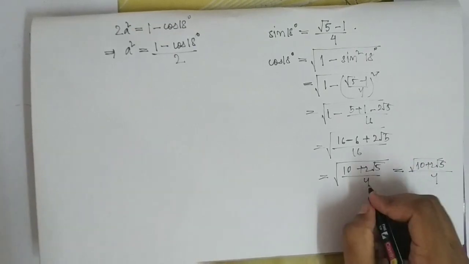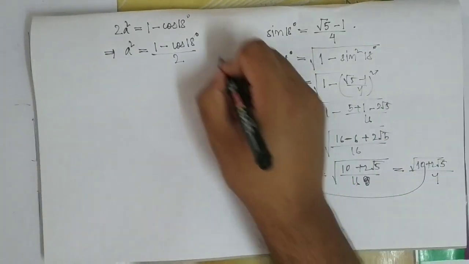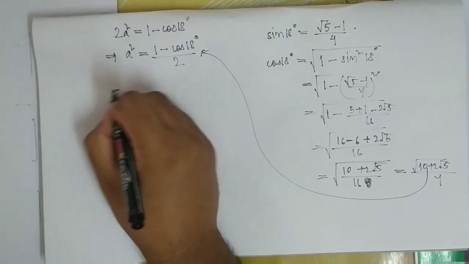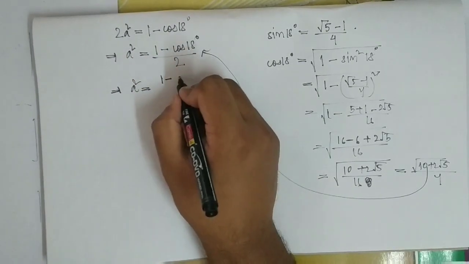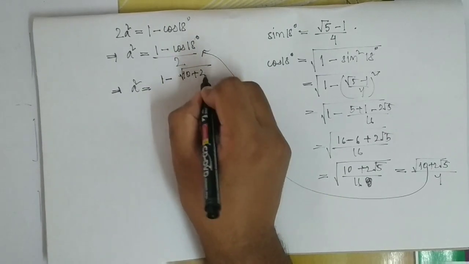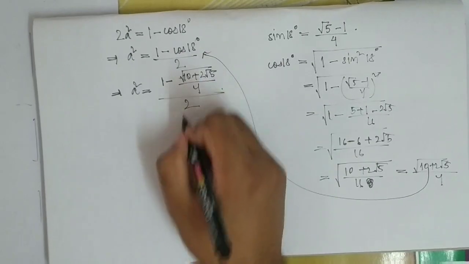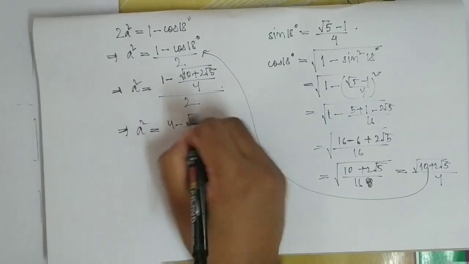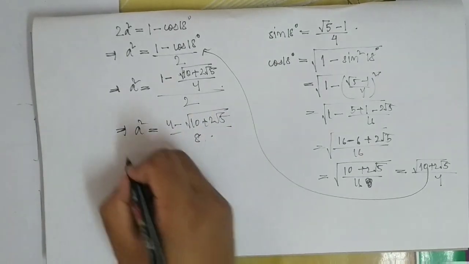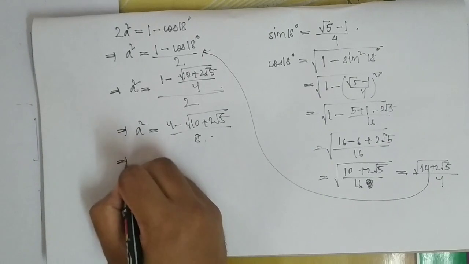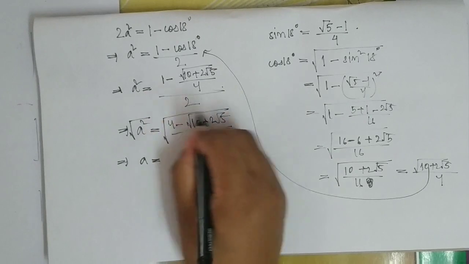So extremely sorry, this is the value of cos of 18 degrees, and let me put this value here. So in that case the equation will become a square is equals 1 minus root over 10 plus 2 root over 5 by 4 whole divided by 2. And now let me evaluate it. So after evaluation I get this. So now let me square root everything.